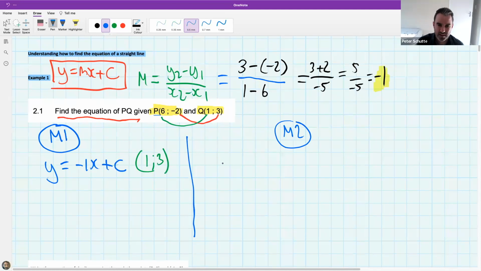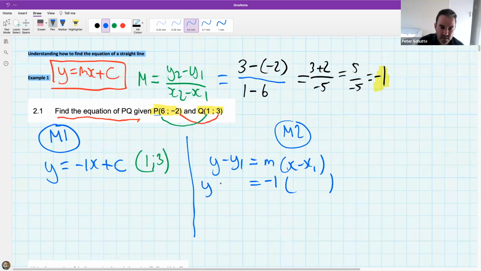In method 2, it's slightly different. We start by going y minus y1 equals m, and then x minus x1. Because we know what the gradient was, minus 1, we can do that. And then over here, we're just going to have an empty space for a point. And that point, I'm going to choose the same point. It's just going to be 1, 3.